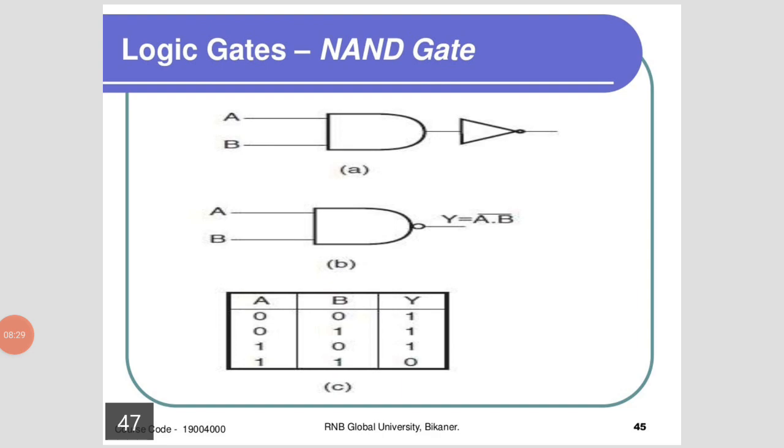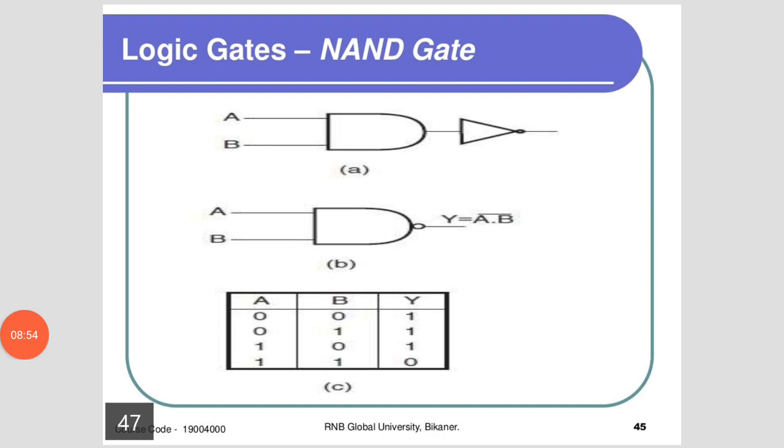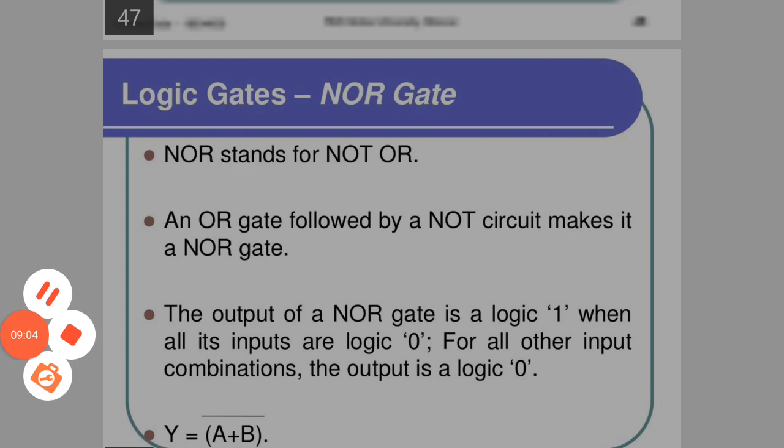The NAND gate has two inputs, A and B, and after the AND gate we connect an inverting NOT gate. So the NAND gate is created having two inputs A and B and output Y is equal to A into B whole bar. The truth table for the NAND gate is 0 0 output is 1, 0 1 output is 1, 1 0 output is 1, 1 1 output is 0. This is the NAND gate.